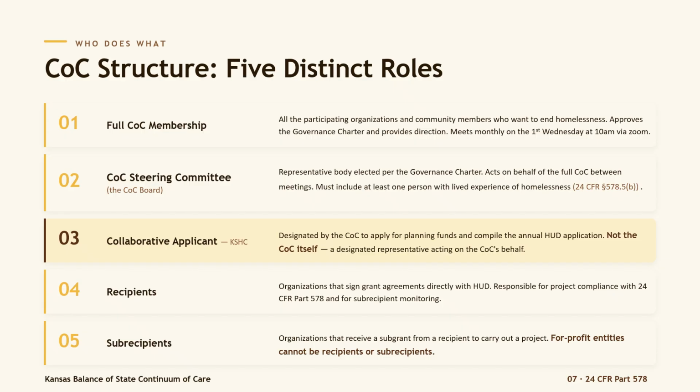Fourth, recipients, organizations that sign grant agreements directly with the Department of Housing and Urban Development and receive federal COC funds. And fifth, subrecipients, organizations that receive a subgrant from a recipient to carry out a specific project. One important note: for-profit entities cannot be recipients or subrecipients under any circumstances.